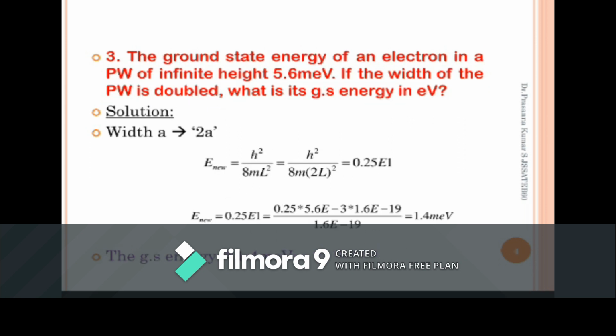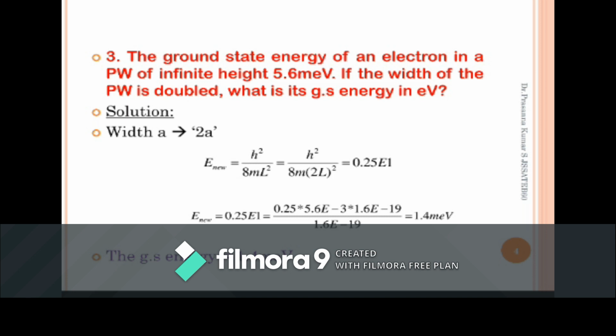So the next numerical: the ground state energy of an electron in a potential well of infinite height is 5.6 milli electron volt. If the width of the potential well is doubled, that is from L to 2L, then what is its ground state energy? So you need to calculate the new energy if the width of the potential well is doubled. So you know it is the ground state, therefore n is equal to 1.